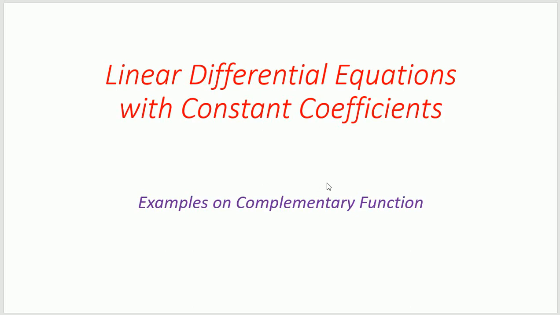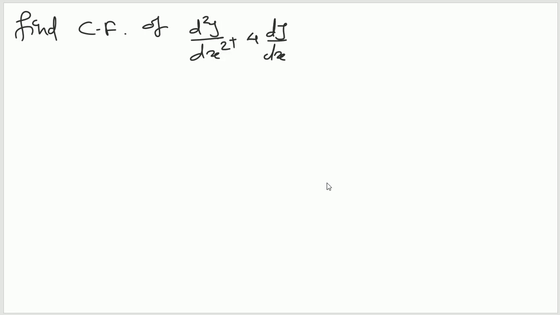Hello students, today we will solve some examples on finding complementary function for linear differential equation with constant coefficient. So let us start with this example. Find complementary function of, let us consider this differential equation, d2y upon dx square plus 4 dy by dx plus y equals to, say, e raised to x. So this is our equation number 1. We have to find complementary function of this.